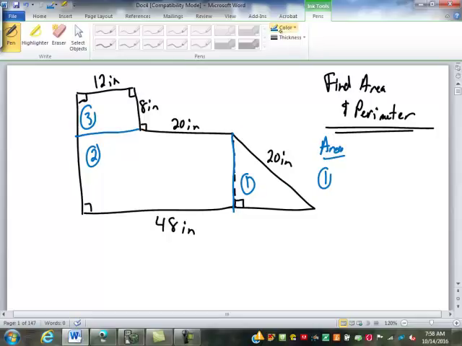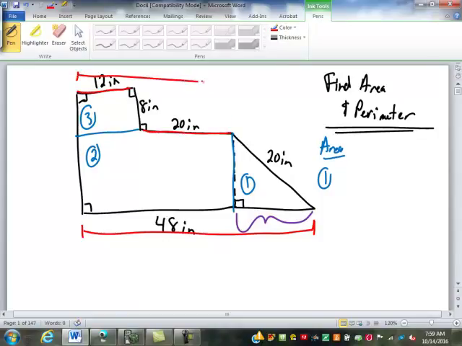Do we know any of the other dimensions? What's this dimension here have to be? Careful. That's 48 from here all the way to here, right? 12 and 20 make 32 across there, right? So this piece here has to be the difference, or 16. Does that make sense? So in the area, it's going to be 16 times something. This is the other leg. We need to know that size. Can we find it? How?